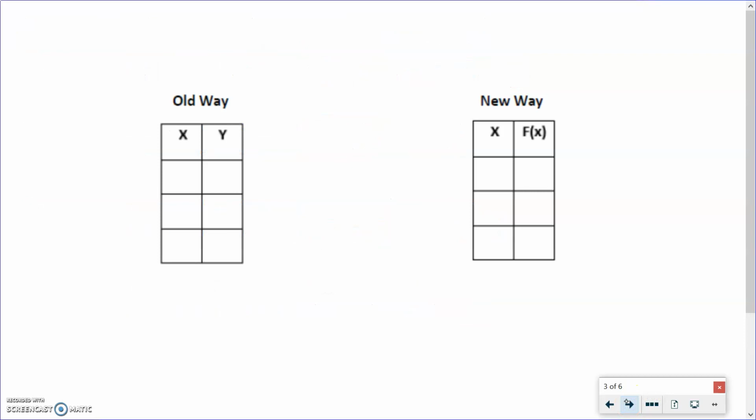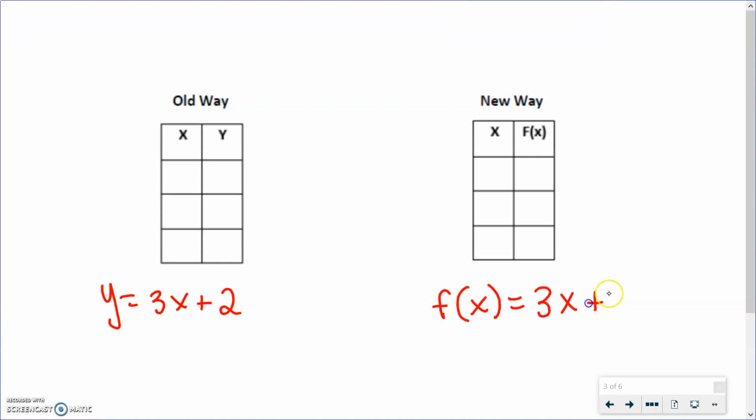All right, now we're going to talk about function notation. So the old way is an x and y table. The new way, or the function notation, is f of x. Really, these mean the same thing. So our old way would be like y equals 3x plus 2. The way we would write that with function notation, the same exact equation, the same function, would be f of x equals 3x plus 2.